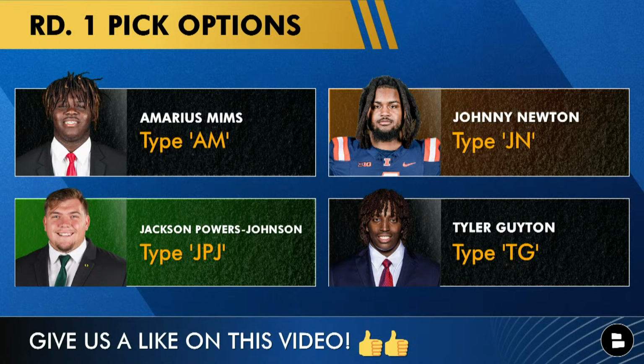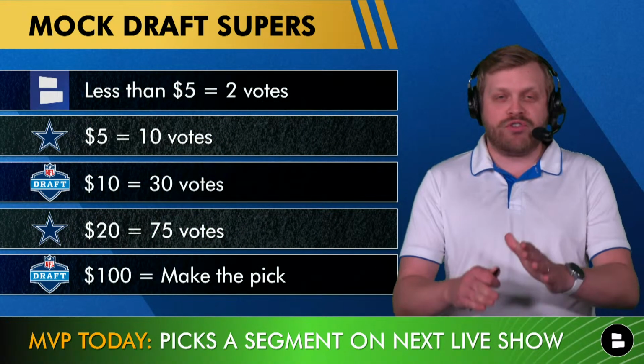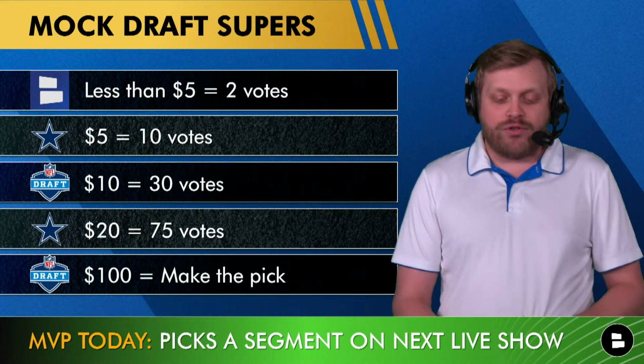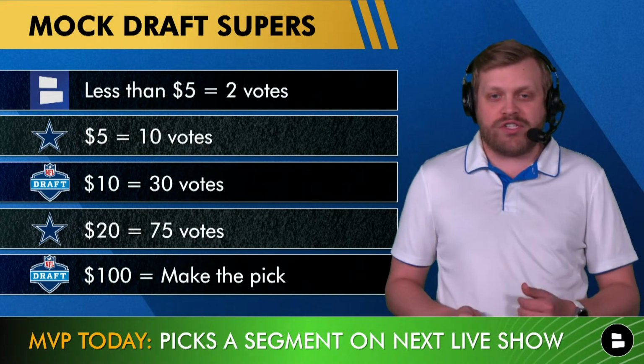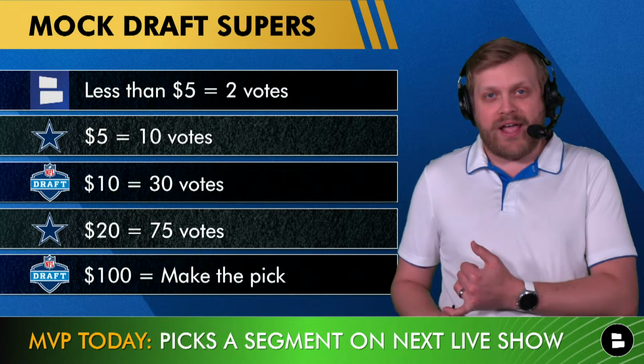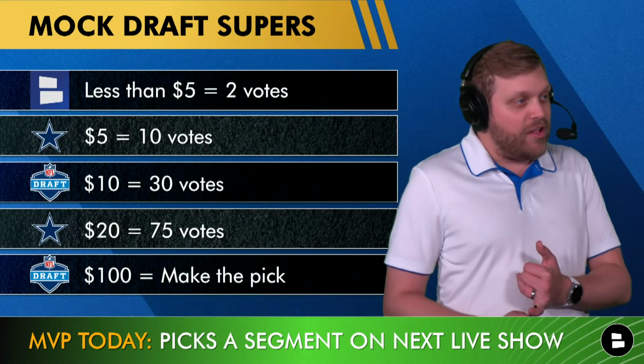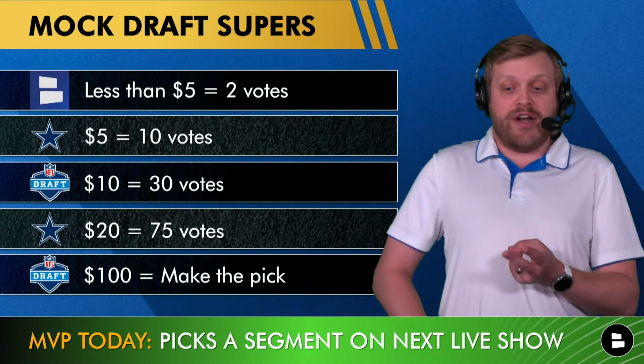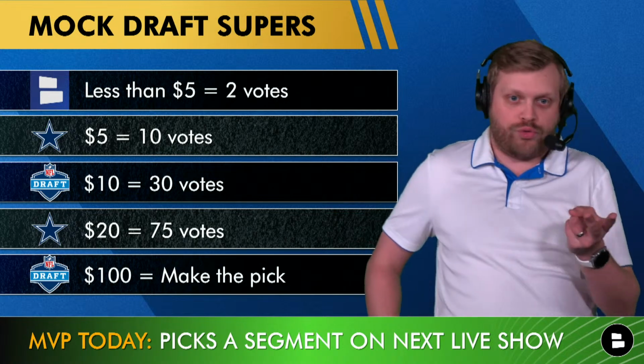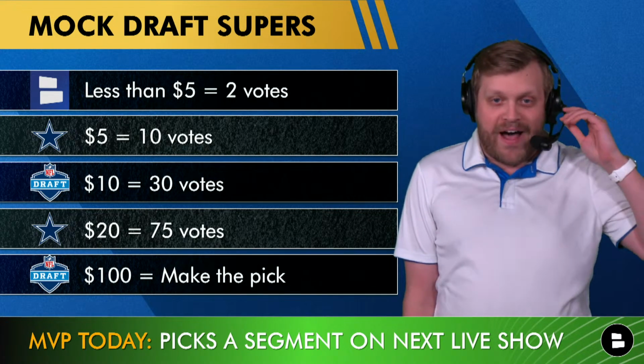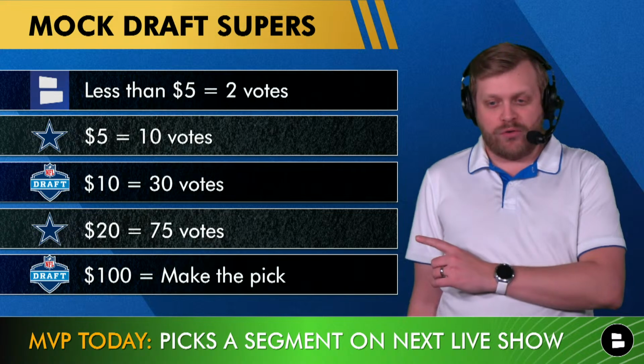Maybe I should have gone with the receiver instead because no one's voting for Newton. I'm not surprised by that, though, because I thought most of the votes would come in for Amarius Mims and for Johnny Newton. Now, this is how things will go in terms of Super Chats being able to impact the results. If you specify a player for less than $5, you get 2 extra votes in addition to whatever you vote in the poll. So you're kind of 3-for-1ing it, basically.